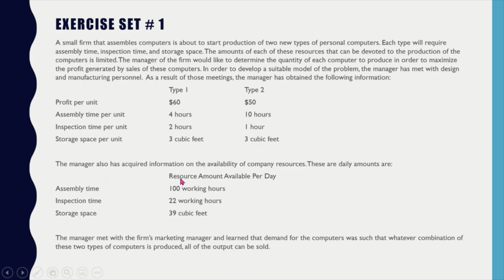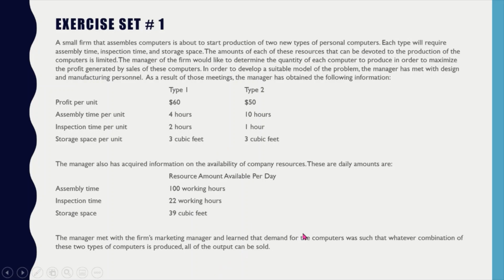The manager has also acquired information on the availability of the company's resources. These are the amounts below. We have here the resources amount available per day. For assembly time, we have 100 working hours only. Inspection time, we have 22 working hours. And storage space, we have 39 cubic feet. The manager met with the firm's marketing manager and learned that the demand for the computers was such that whatever combination of these two types of computers can be produced, all the output can be sold.